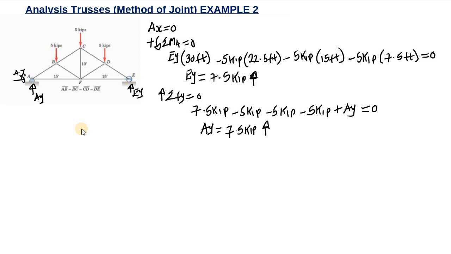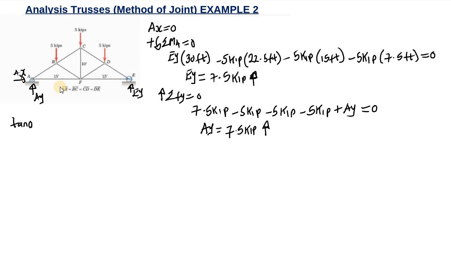Now we need to use the method of joints to calculate the members. We want to calculate the members on these joints. The first thing you need to do is calculate this angle. How can we calculate this angle? We are going to use what we know as SOH CAH TOA. If we want to calculate this angle, this side is going to be the opposite, while this side is going to be the adjacent. Opposite over adjacent is tangent, so this is tangent theta.